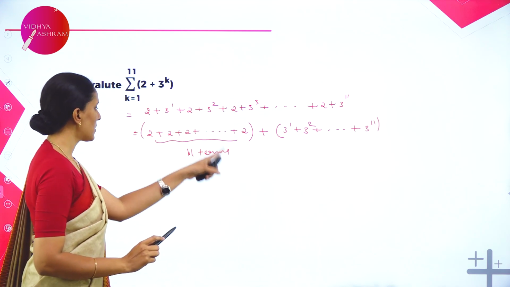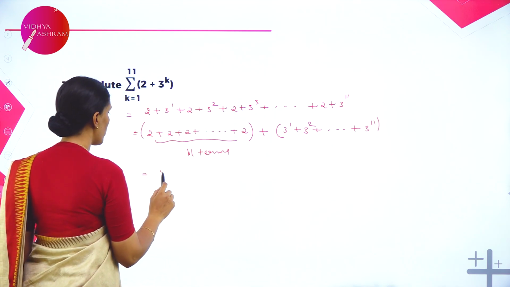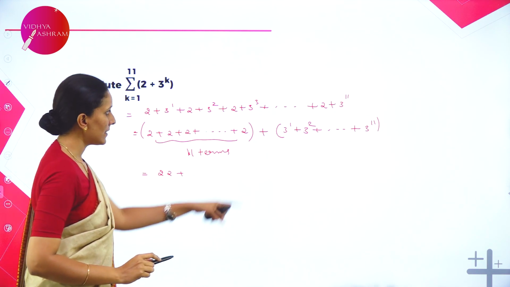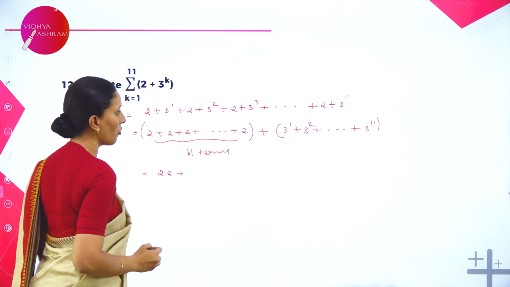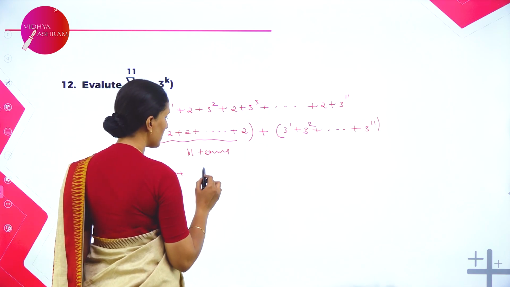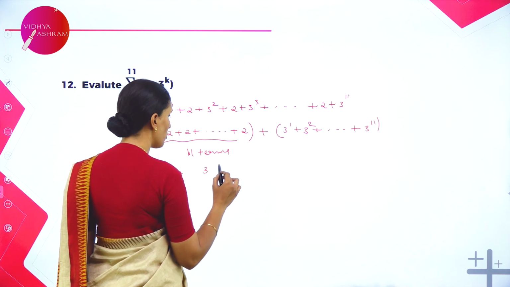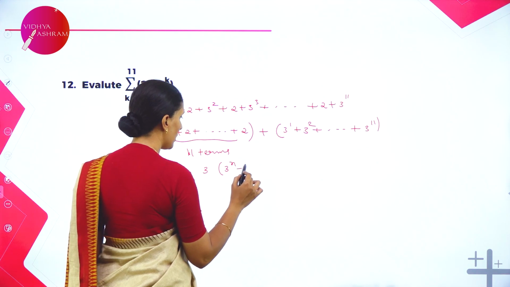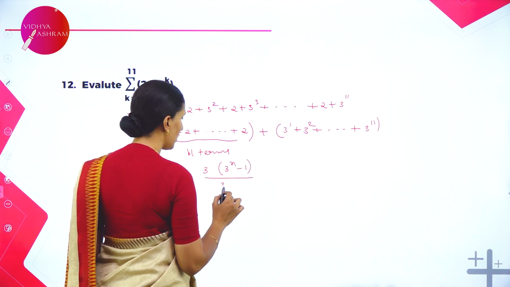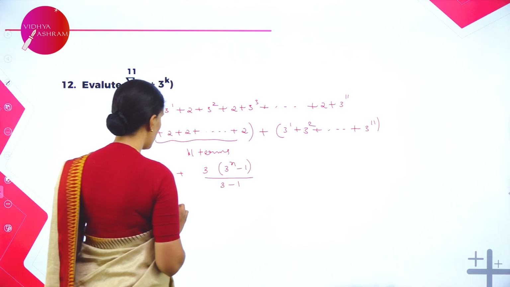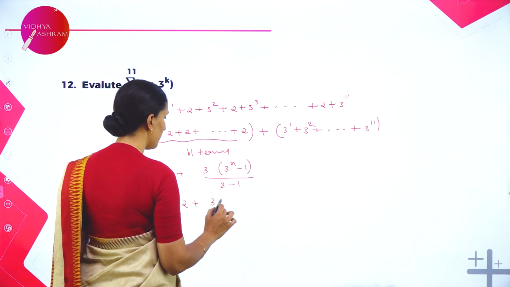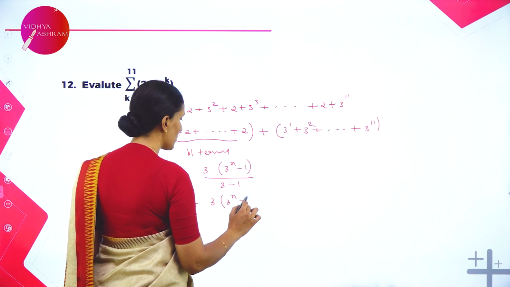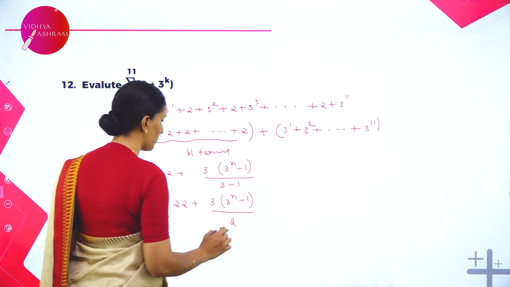Now 11 times 2 is 11 into 2, which is 22. And the second part is in GP. So let's apply the summation of GP here. The first term is 3. Common ratio is also 3. So 3 into (3 power n minus 1) divided by 3 minus 1. So which can be written as 22 plus, so 3 into (3 power n minus 1) divided by 2.